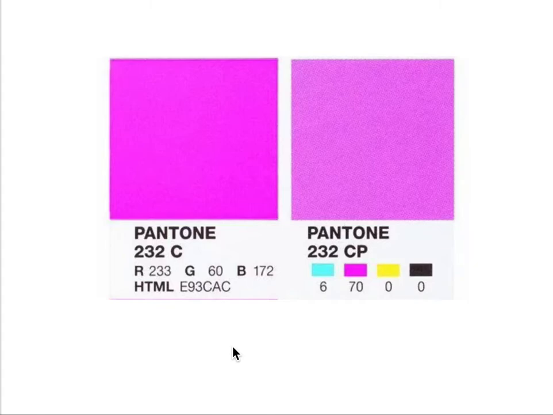So if you were going to be doing this commercial printing and not using a spot color, that pink would actually be what's on the right. To achieve that nice hot, bright pink, you would have to use a spot color from Pantone.